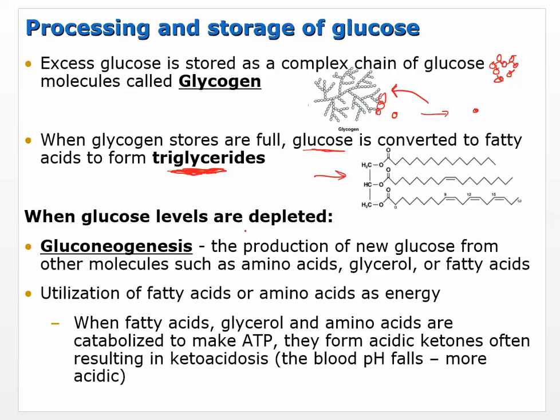So when glucose levels are depleted, so we've run out of glucose, well, then we go through this process of gluconeogenesis. We make more. Well, how do we make more glucose? You can't make it from nothing, but how do you make glucose? You can use some of these other molecules, like amino acids. Okay, your body doesn't prefer to do this. You can make it from amino acids, and then glycerol and fatty acids.